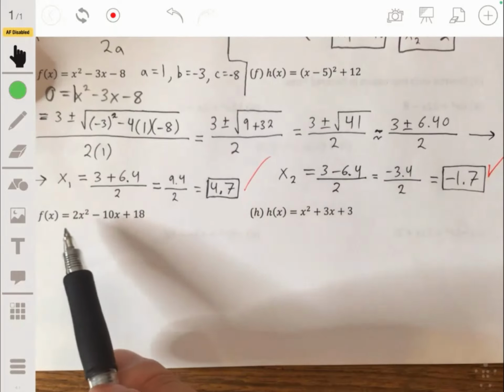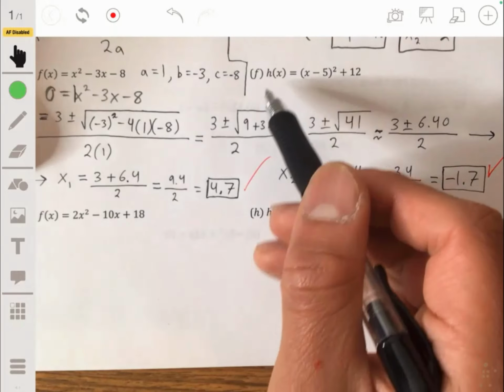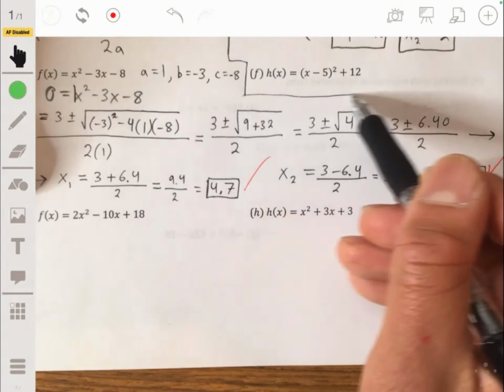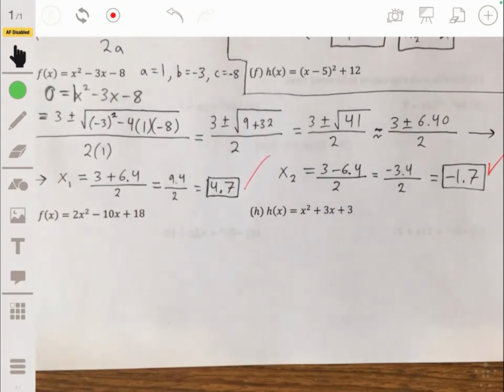Let me go straight, let me do F actually next. But I'm going to need to do it on a different piece of paper because I ran out of space here. So give me a second to grab one.